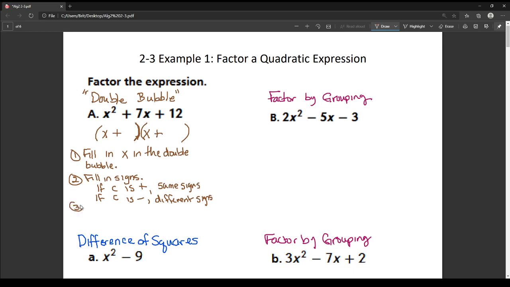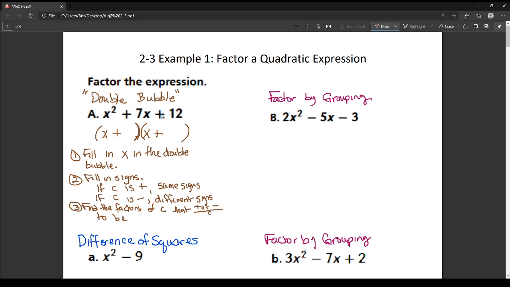Now step number 3 is to find the factors of c that add or subtract to b. And I do that based on the b value. Because this is a positive b, I'm going to find the ones that happen to add to it. Or no, I'm sorry, I do it based off the c value. Sorry, it's been a minute for this one.